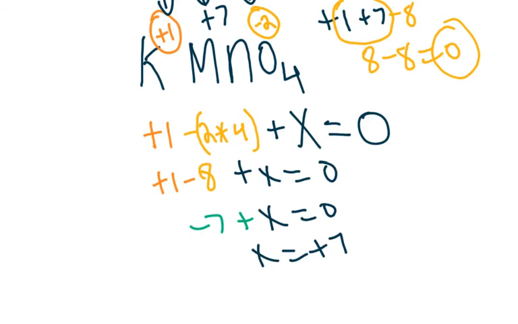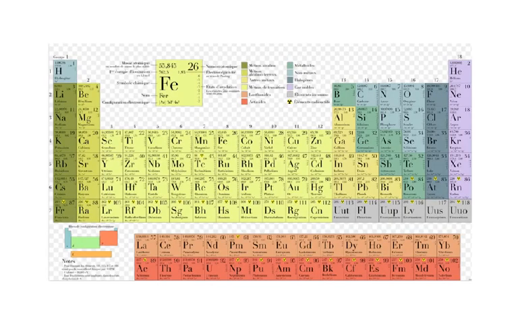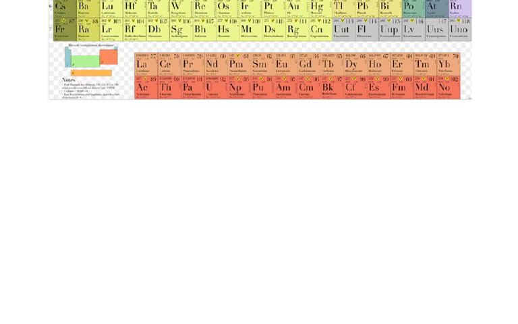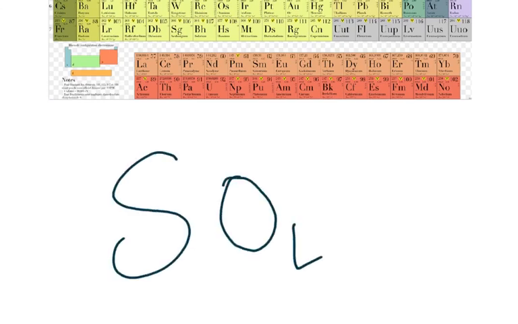All right guys, so our last and final example we're going to look at is going to be our sulfate ion. Just before we start, let me pull up the periodic table again. Here we are. So let's do our last and final example. Let's assign oxidation numbers to sulfate. Sulfate is SO4 2-.